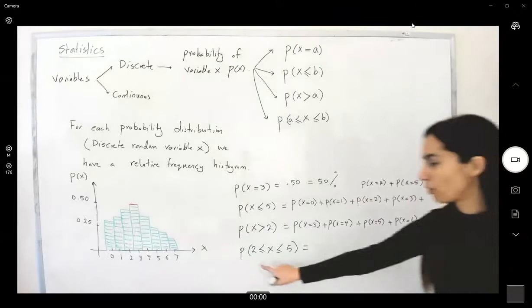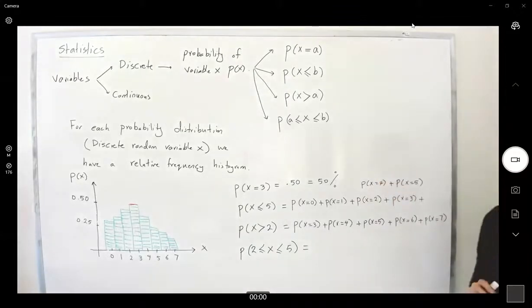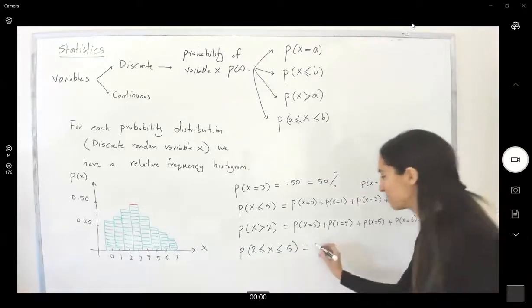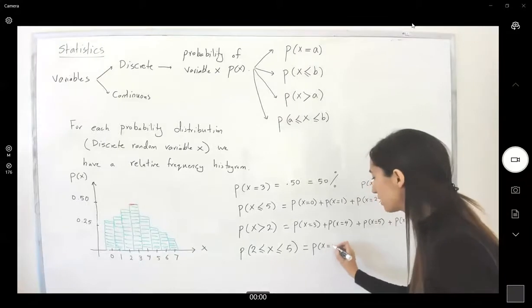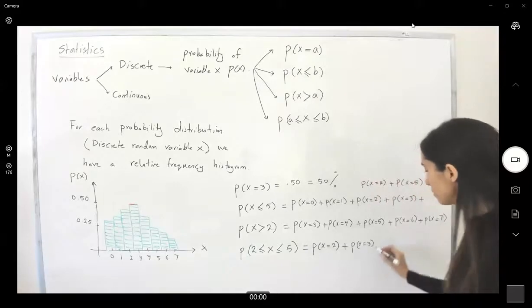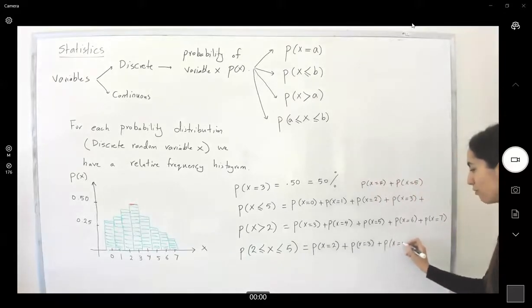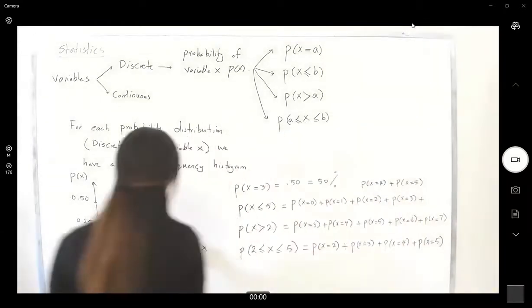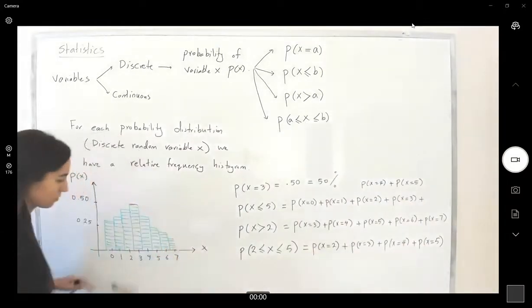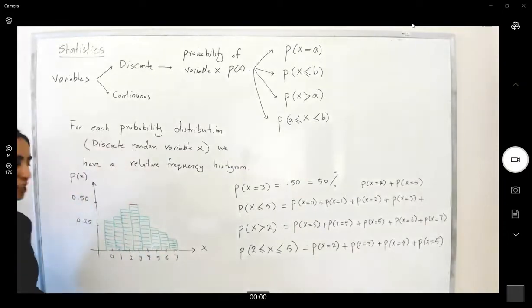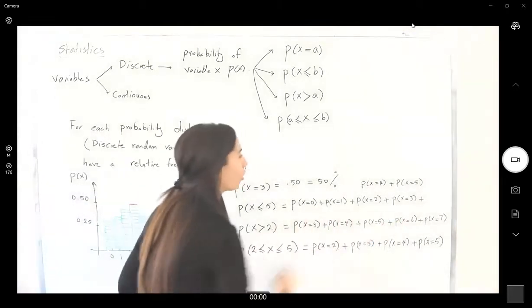Well, what if the question says find the probability that x is bounded between 2 and 5? It means that we need to find the probability that x is 2, add it to the probability that x is 3, plus the probability that x is 4, plus the probability that x is exactly 5. By using our graph, the probability distribution, we can approximate each of these probabilities and add them all together.